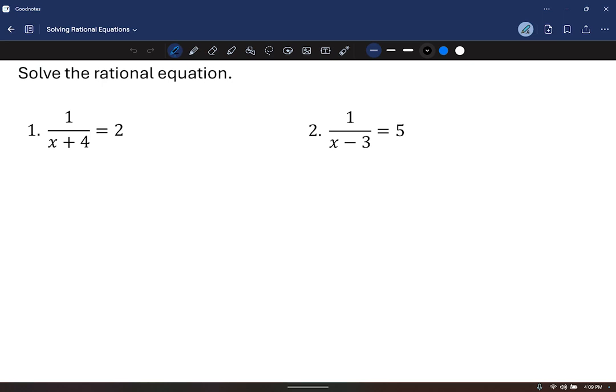I also need to keep in the back of my mind what x cannot be. If I were to plug a -4 in right here, -4 plus 4 would give me 0. So in the end, if I solve and I get an x value of -4, that would be considered an extraneous solution. And we will have some of those examples.